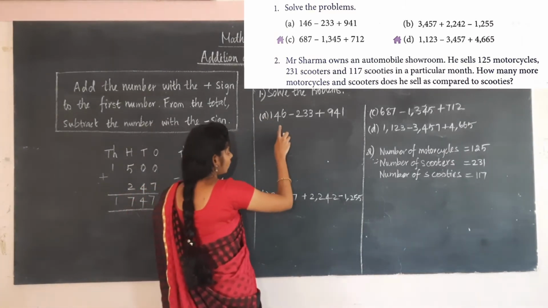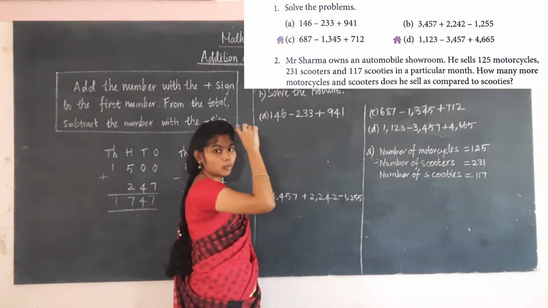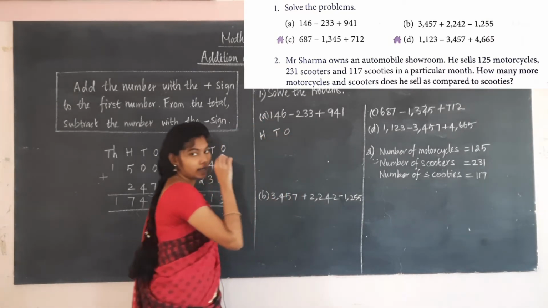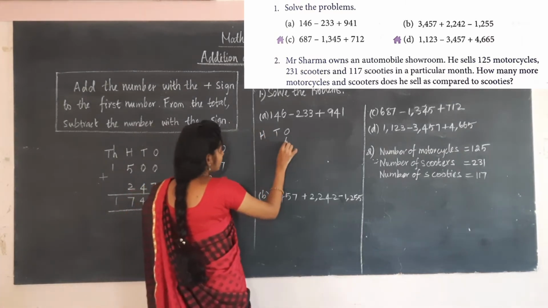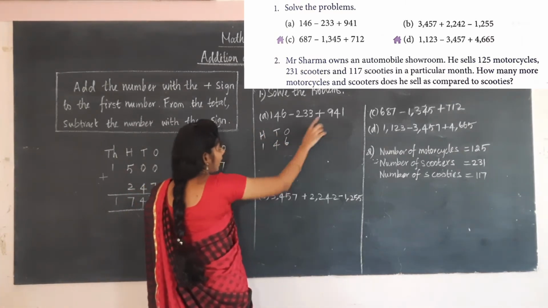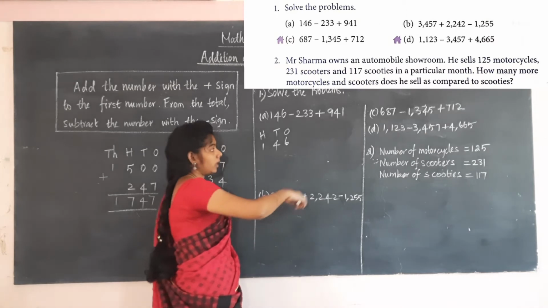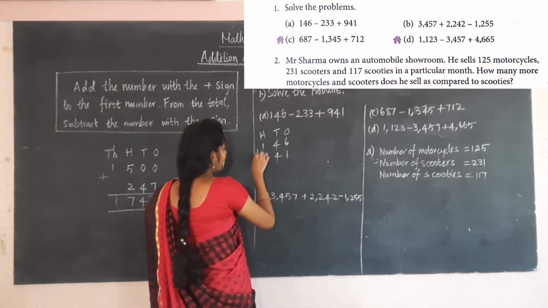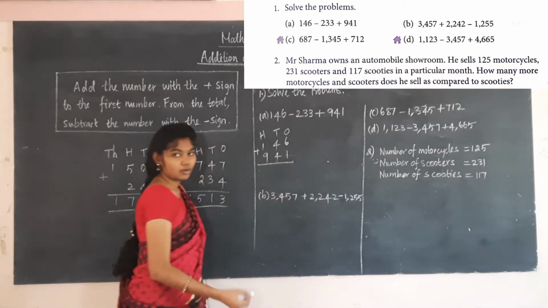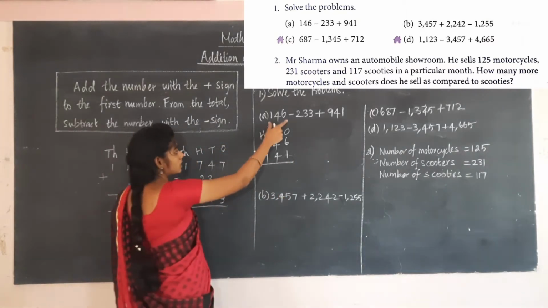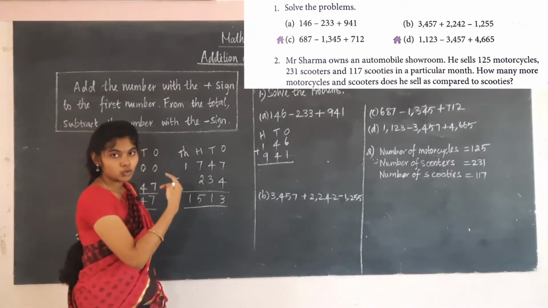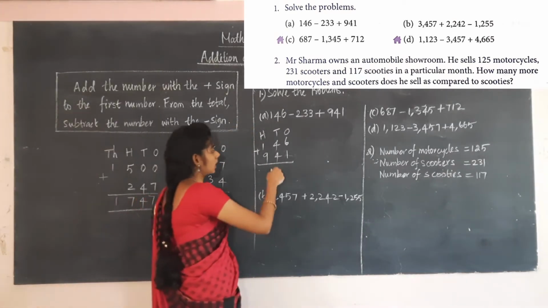First give the place values. It is a 3-digit number, so we are writing up to the hundreds place. Ones, tens and hundreds. Now write the number. First number we have to write 641 and then the plus sign number we have to take, 941. So now we are going to add these two numbers. Then we will get the total number.